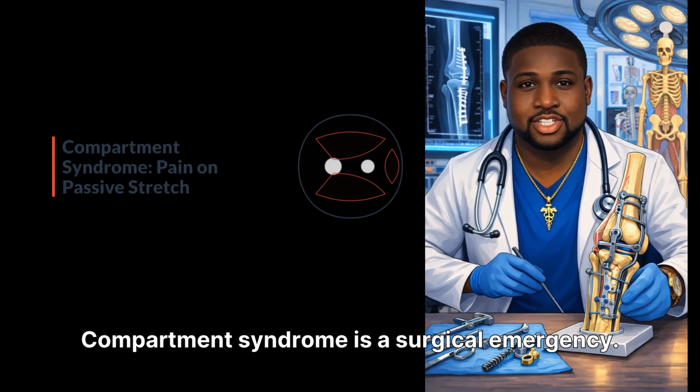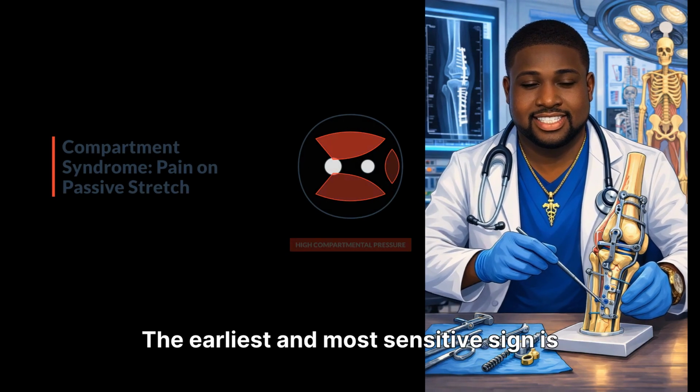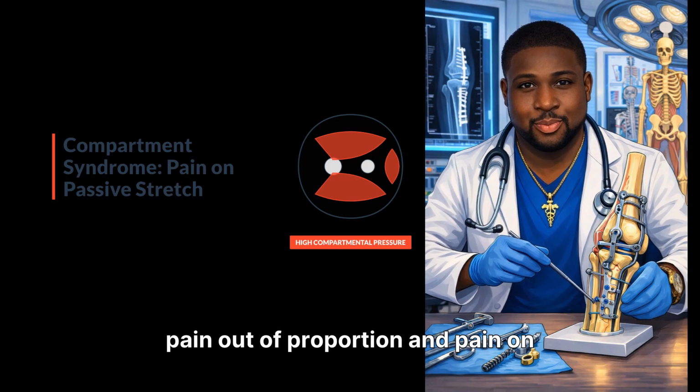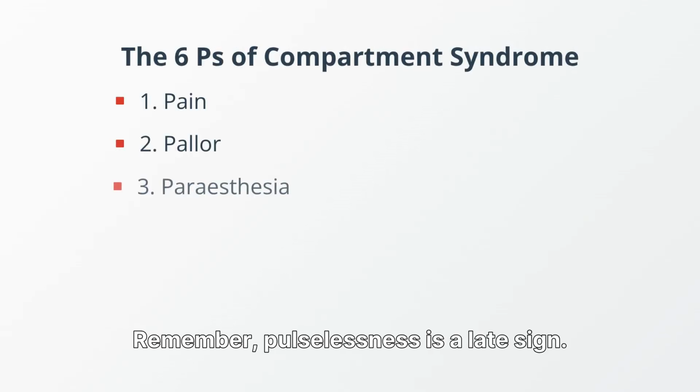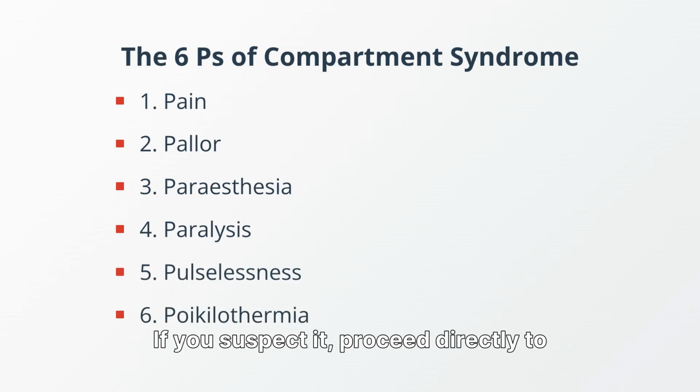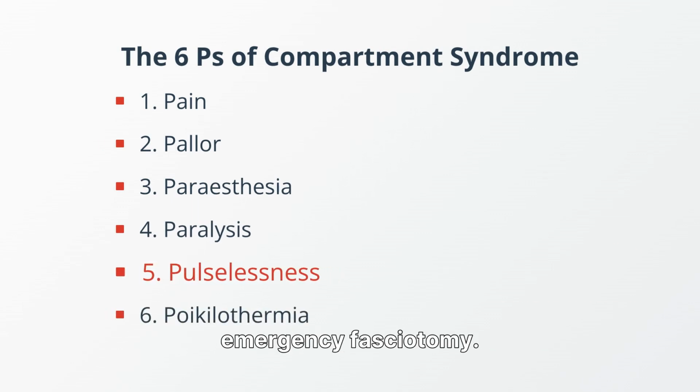Compartment syndrome is a surgical emergency. The earliest and most sensitive sign is pain out of proportion and pain on passive stretch. Watch for the 6 Ps. Remember, pulselessness is a late sign. If you suspect it, proceed directly to emergency fasciotomy.